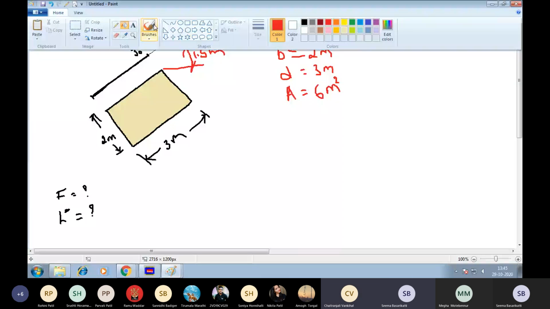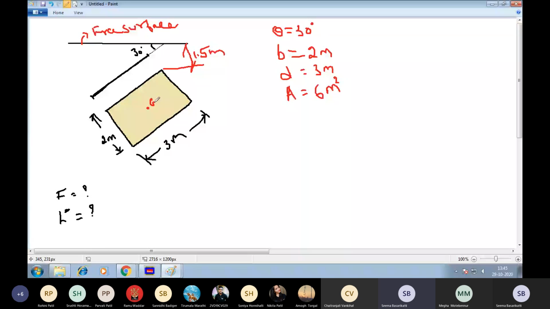At the center. Center, ma'am. So the center of gravity is going to exist at the center. From this point up to the free surface of liquid, which notation are we going to use? H bar. Very good. It is H bar.